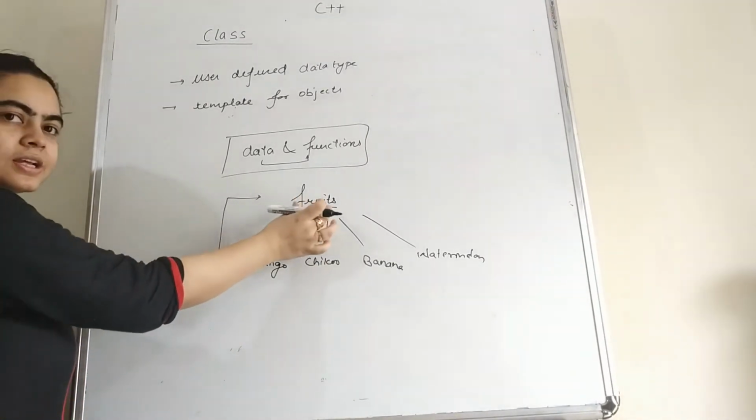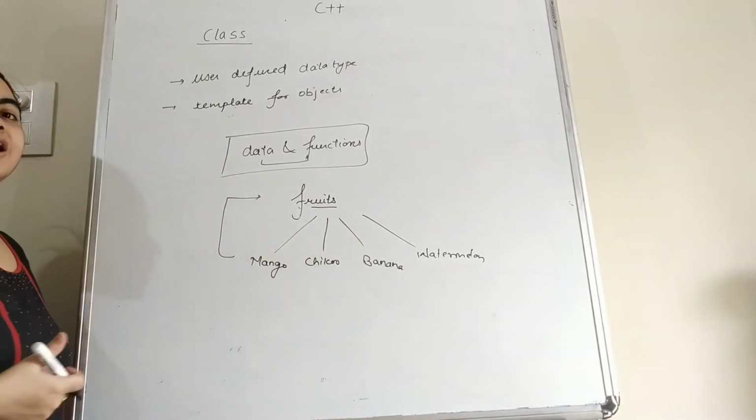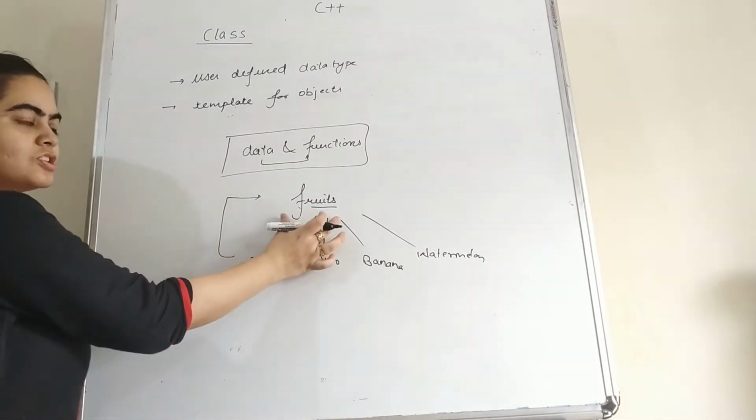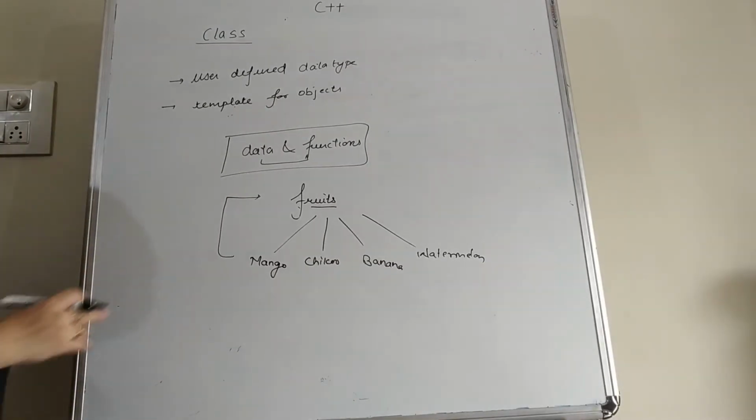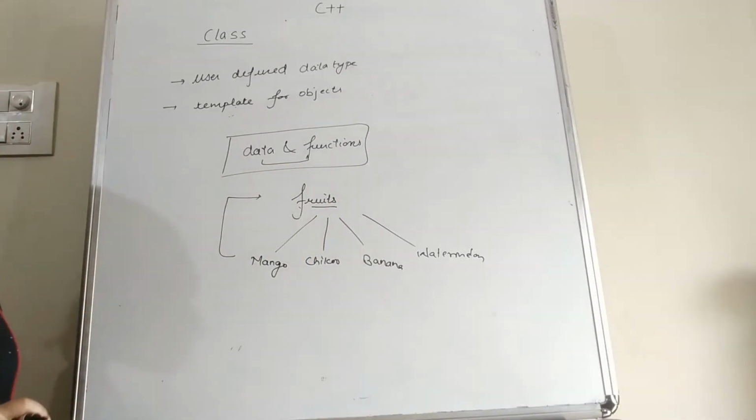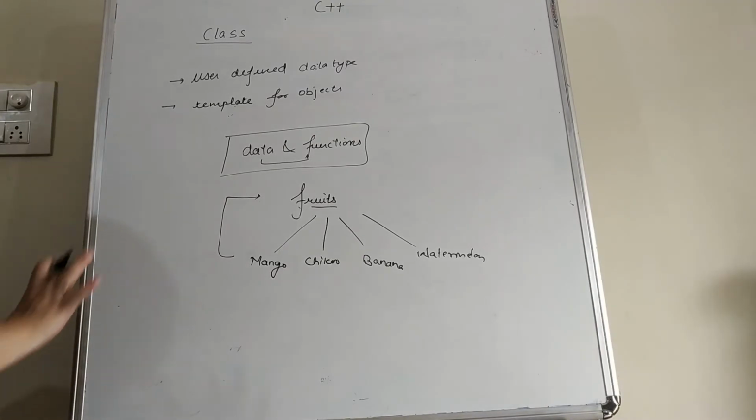Now students, if we are creating a class with the name fruits, then for this fruits class we have data that is related to the fruits, as well as functions that are related to the fruits. So all the data and the functions that are related to this class come under a single unit. That unit is a class unit.